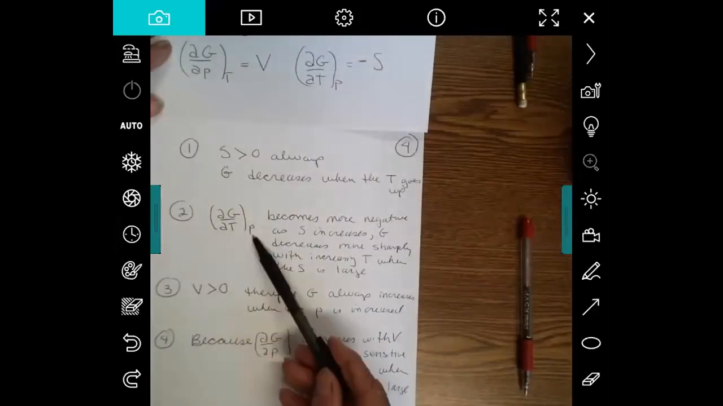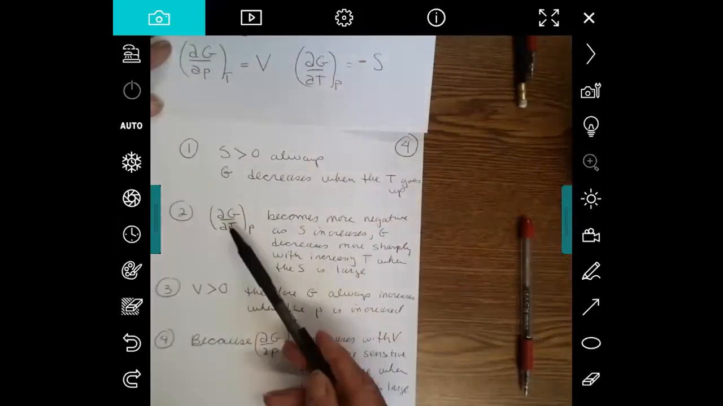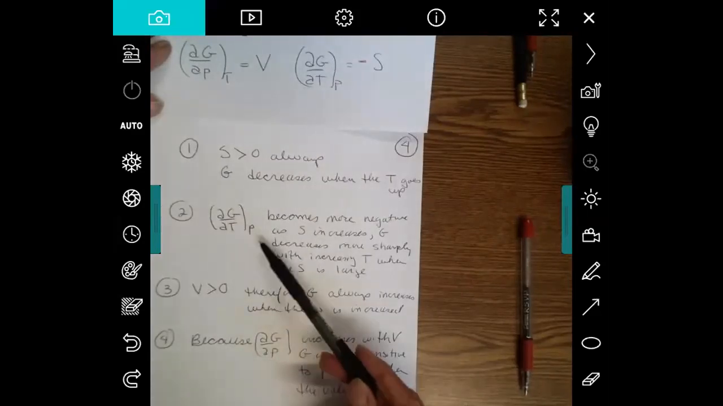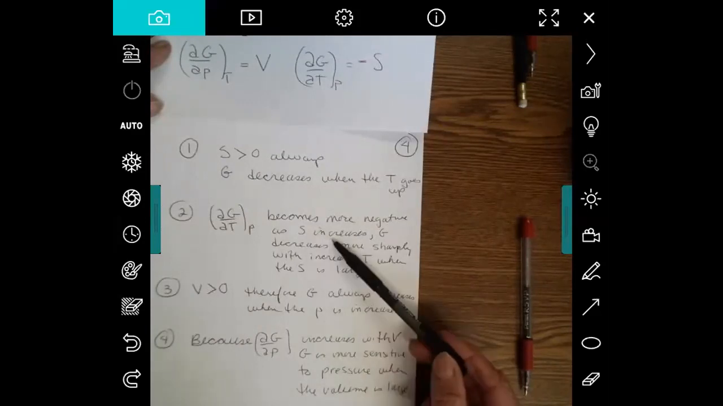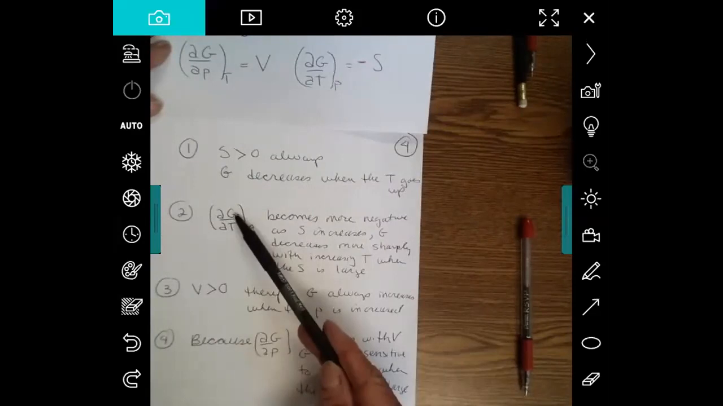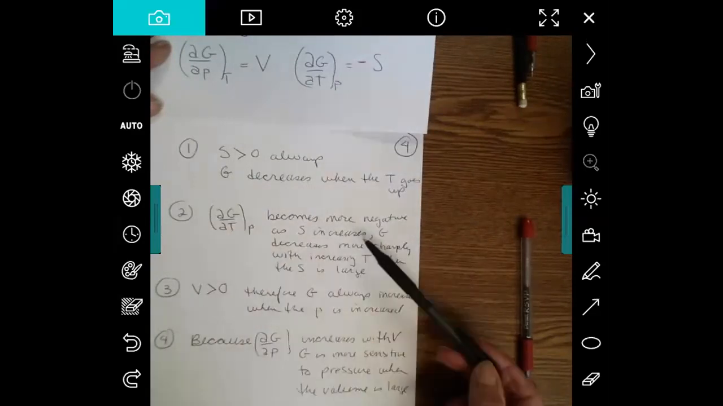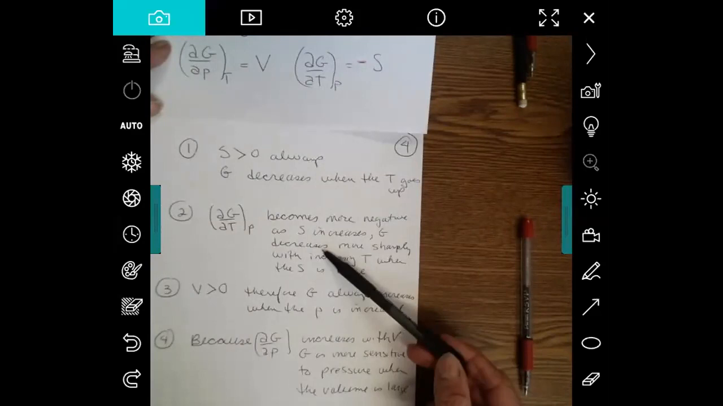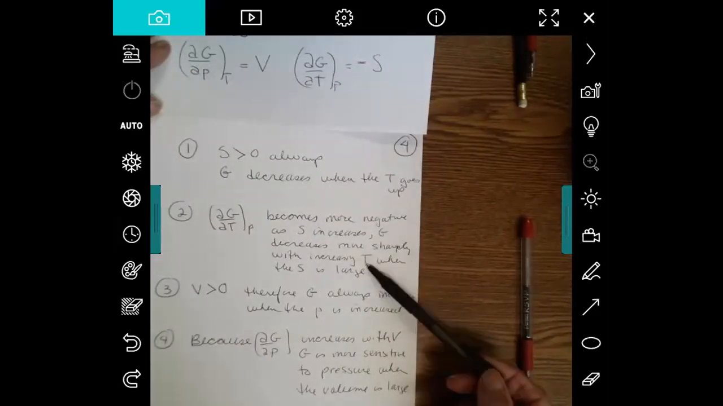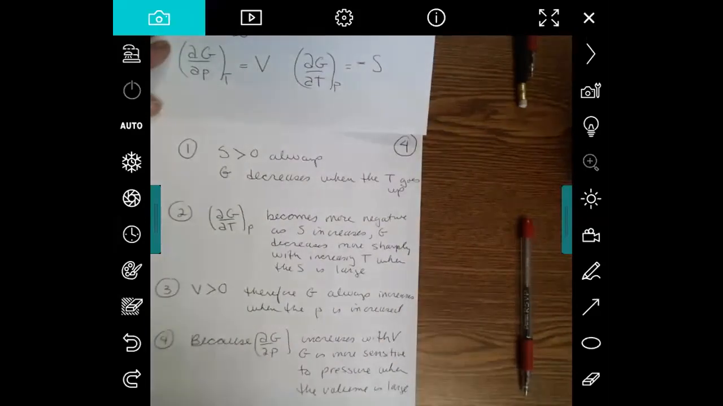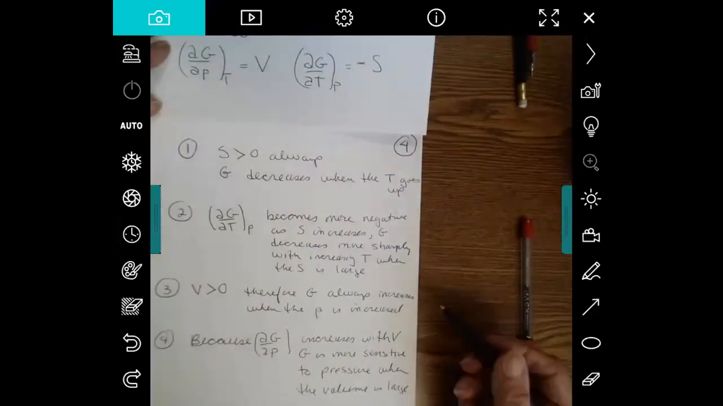dG/dT at constant P, so that partial derivative, how does Gibbs free energy change with temperature holding pressure constant, becomes more negative as S increases. So the greater the entropy, the greater the slope, essentially, of the line that relates Gibbs free energy to temperature. So Gibbs free energy decreases more sharply when increasing temperature when S is large. So that would mean for a gas, you would have a greater change in entropy with temperature than you would for a liquid, which has lower entropy.